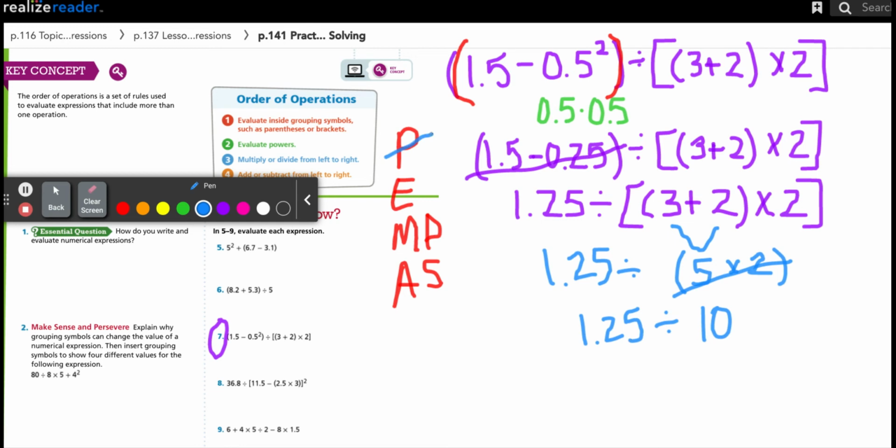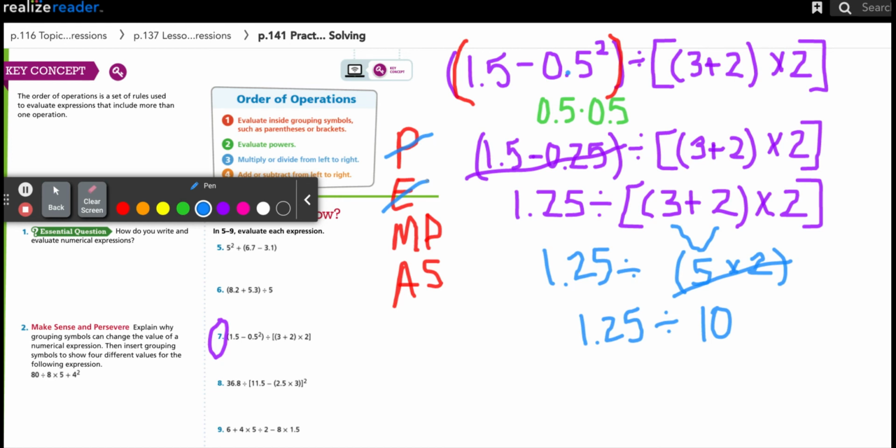Done. Were there any exponents? Well, no, only those exponents from the beginning, which I took care of within the parentheses. Done. Next step, multiplication or division from left to right. Well, yes, I have some division here. So let's put it in our calculator. That's the only operation we have left.